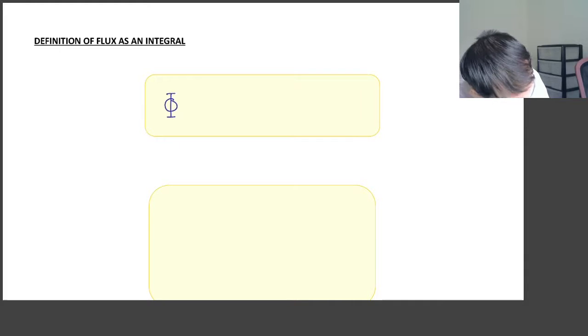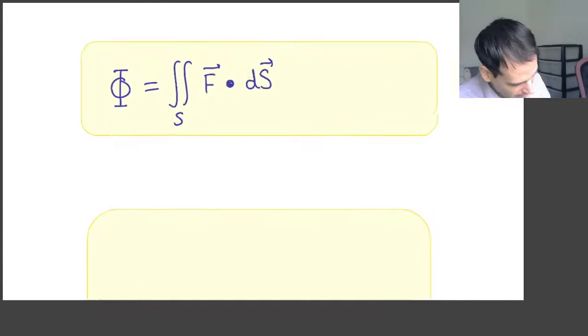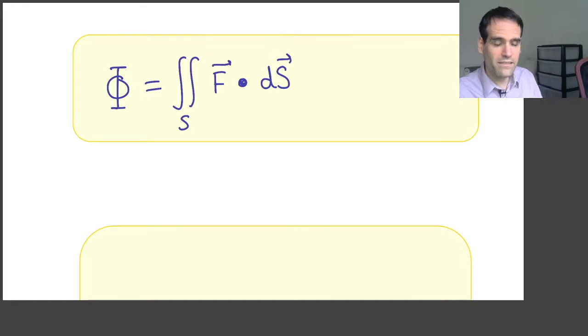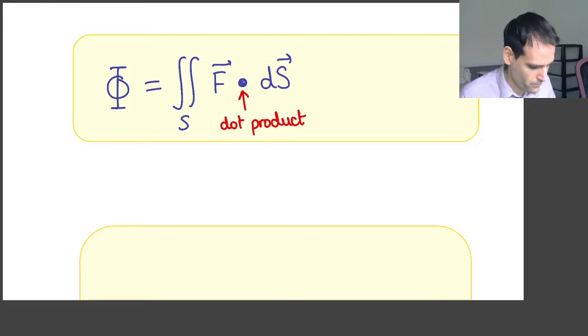So the flux of a vector field F over a surface S is defined as the surface integral over the surface S of F dot dS. Now notice that now I switched to using F instead of J, because I want to be more general. So F is any vector field, and we can calculate the flux of this field through a surface S. Please, I highlight this. I drew the dot very big on purpose. This is a dot product, and you must never forget.